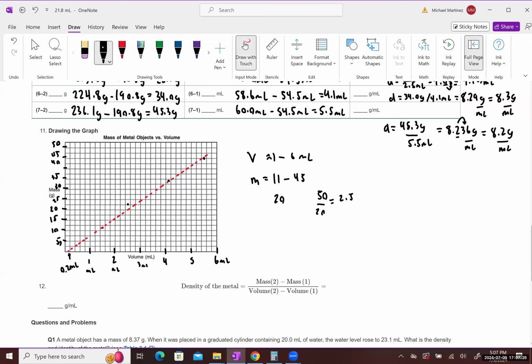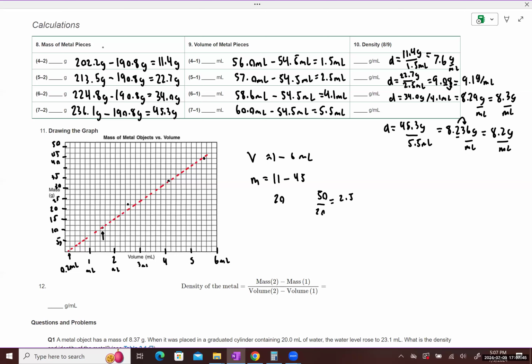And now what we can do is pick any 2 points on this line and use it to calculate the density. So I'm going to arbitrarily pick the points that are farthest out. I'm going to pick this data point and this data point right here. And we can use it to calculate the density.